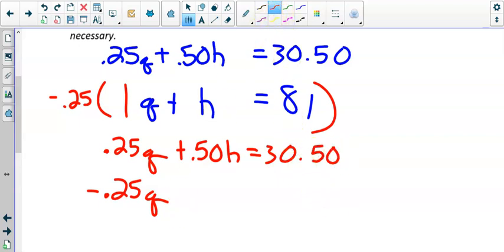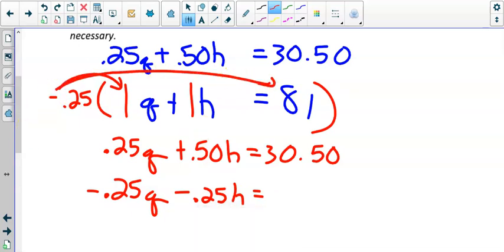But our bottom equation is now going to change. So negative 0.25 times 1 is negative 0.25, which we knew was going to happen. What's negative 0.25 times 1? Another negative 0.25. What's negative 0.25 times 81? Negative 20.25. Everyone good so far? All we did was multiply through. Oh, yes, thank you. Good catch. Negative 20.25. And now what are we going to do?